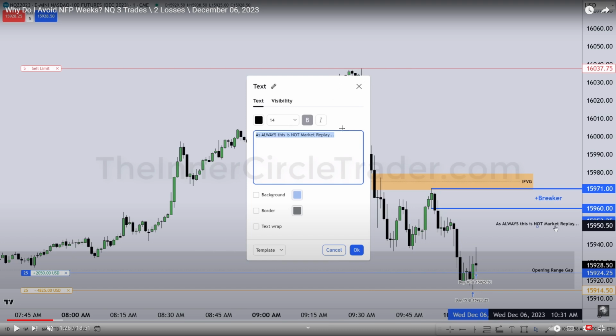Why does he target all the way up there? That's because of the 9:30 Judas swing, right? You're expecting an expansion above the 9:30 open, so you can use that 9:30 open as a target. And you can probably use any liquidity above there too. So I'm assuming he probably places some more sell limits above.